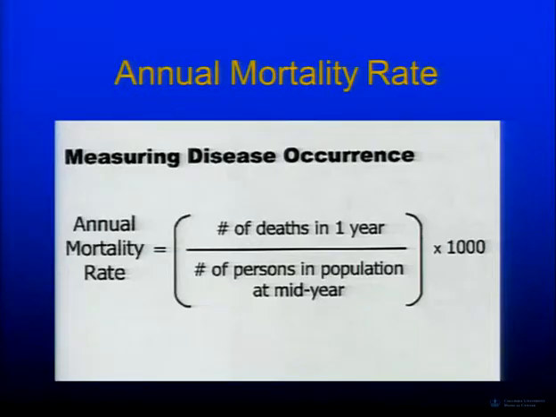We also might look at the annual mortality rate. It's the number of deaths in a year divided by the number of people in the population at mid-year. And again, most of these things that we're dealing with are so small that we usually do it times 1,000, just so that we get a whole number and we're not talking about 0.06 people, a non-real number.